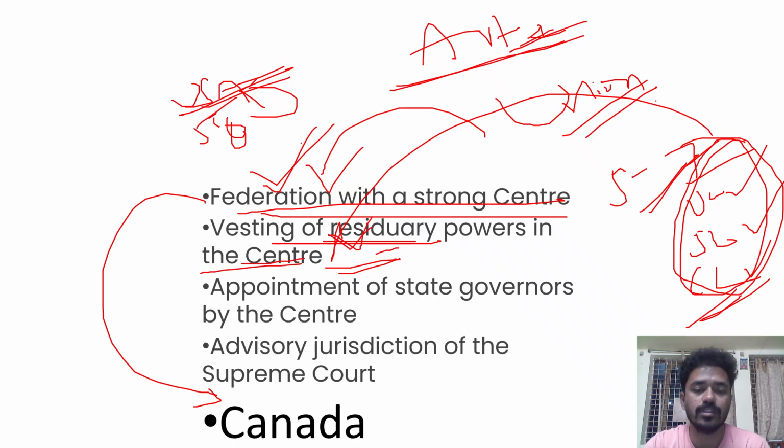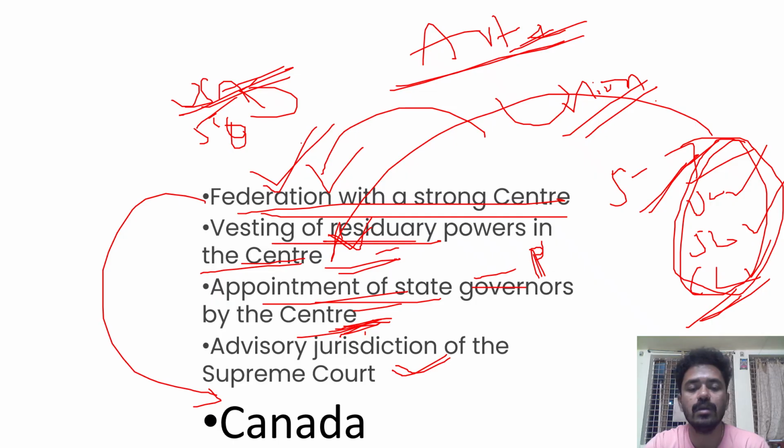And next, appointment of the state governors by the center. Usually the state governors are appointed by the president, on the recommendation of the central government. So, appointment of the state governors by the central government. And next one, advisory jurisdiction of the Supreme Court.